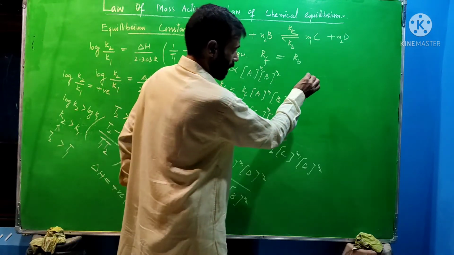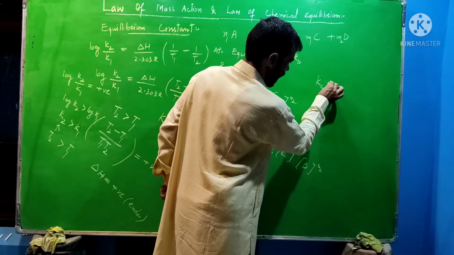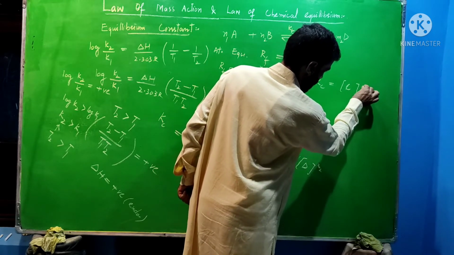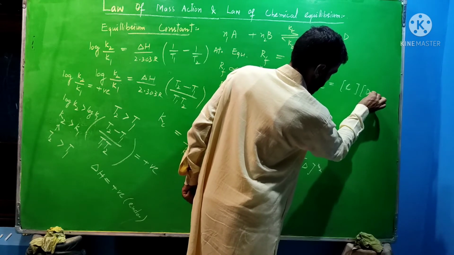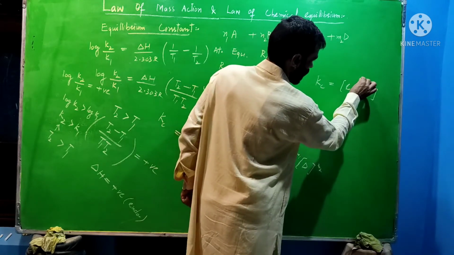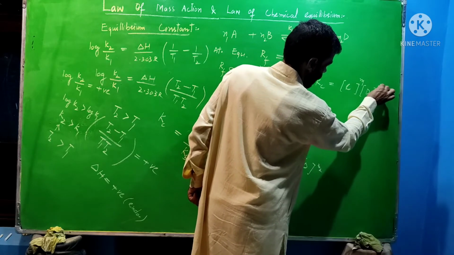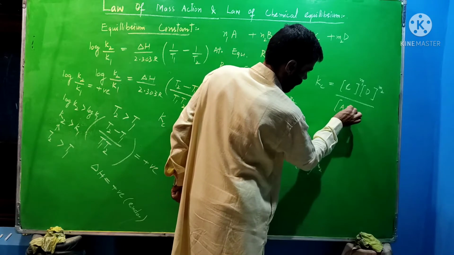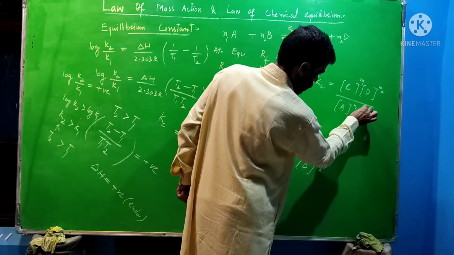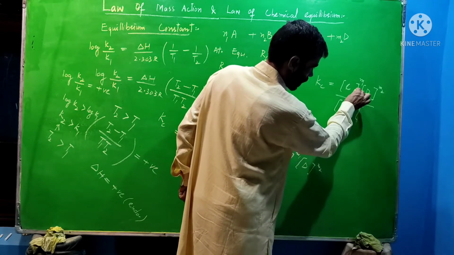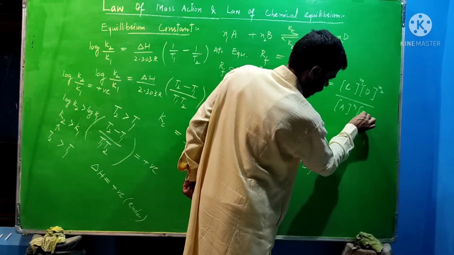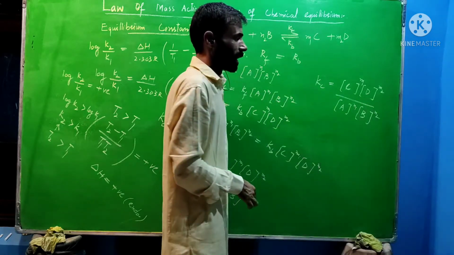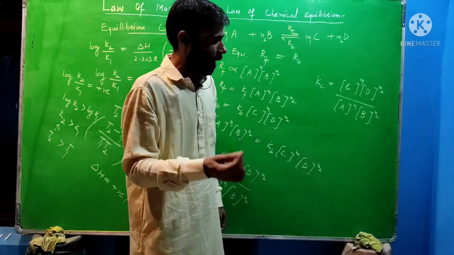Now this term, we have written as Kc. These terms are the concentrations of products, their product, raised to the power of their stoichiometric coefficients, M1 and M2. After that, the concentrations of reactants raised to the power of their stoichiometric coefficients. This ratio we call the equilibrium constant of the reaction. So in this way we can calculate the equilibrium constant for any reaction.